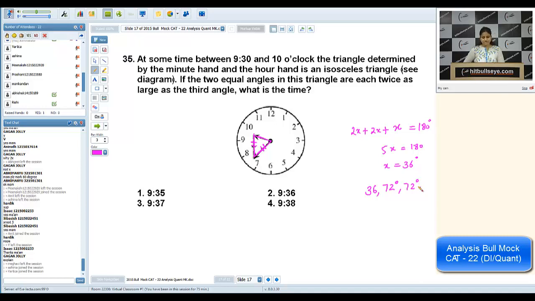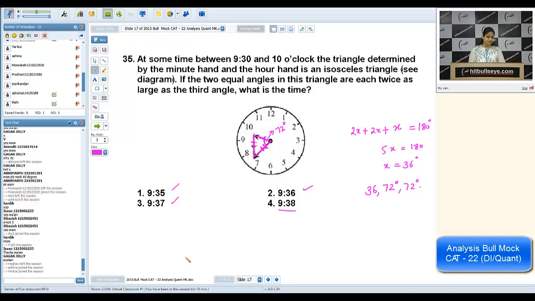Now what is the question? If the two equal angles in this triangle are each twice as large as the third angle, what is the time? We want to calculate the time here. Then of course you have taken this angle. This angle is 72 degrees. So this is a plain question: after 9 o'clock, as you can see, the options all are 9 hours some minutes. So after 9 o'clock, at what time will the angle be 72 degrees?